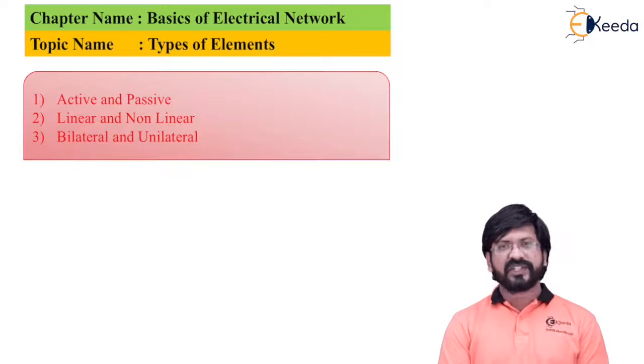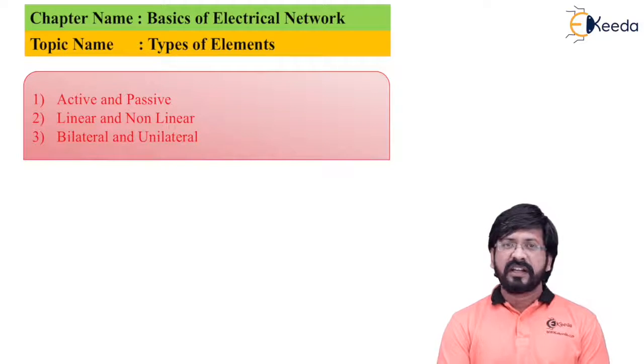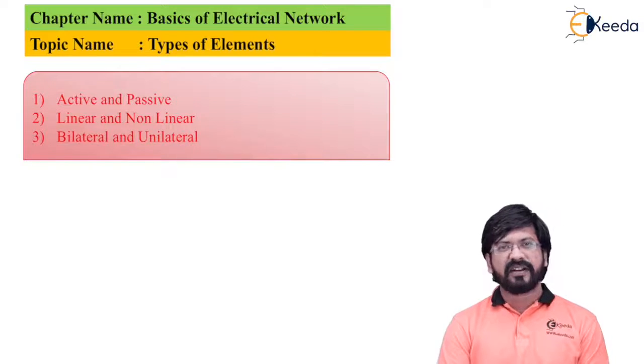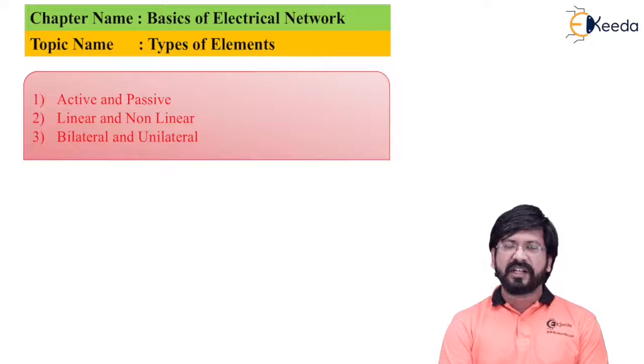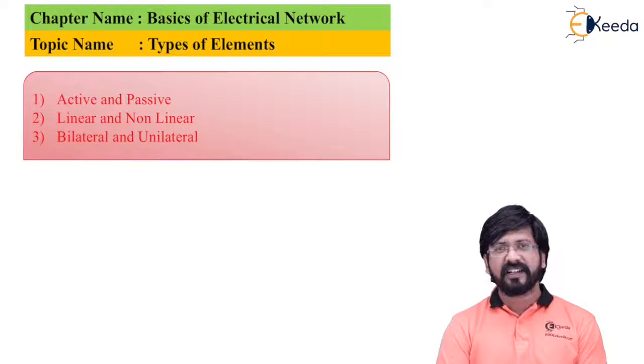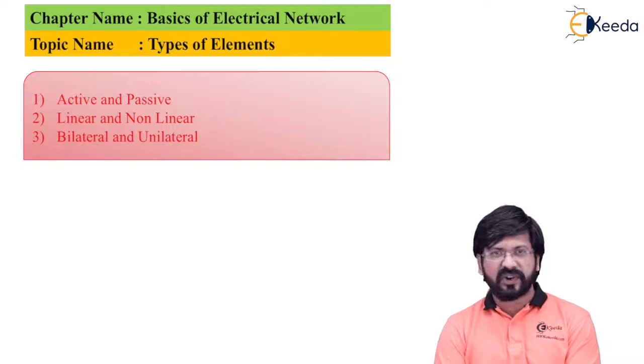The third type that you can see on your screen is bilateral and unilateral. Bilateral devices are those devices which give you the same characteristic in opposite quadrants. Opposite quadrants, to be very specific, diagonally opposite quadrants, which is the first quadrant and third quadrant, or second quadrant and fourth quadrant. To understand it technically, for example, if you consider some component and apply some voltage across it and you get some current response through it, and if you have plotted some characteristic, let's say that characteristic is present in the first quadrant.